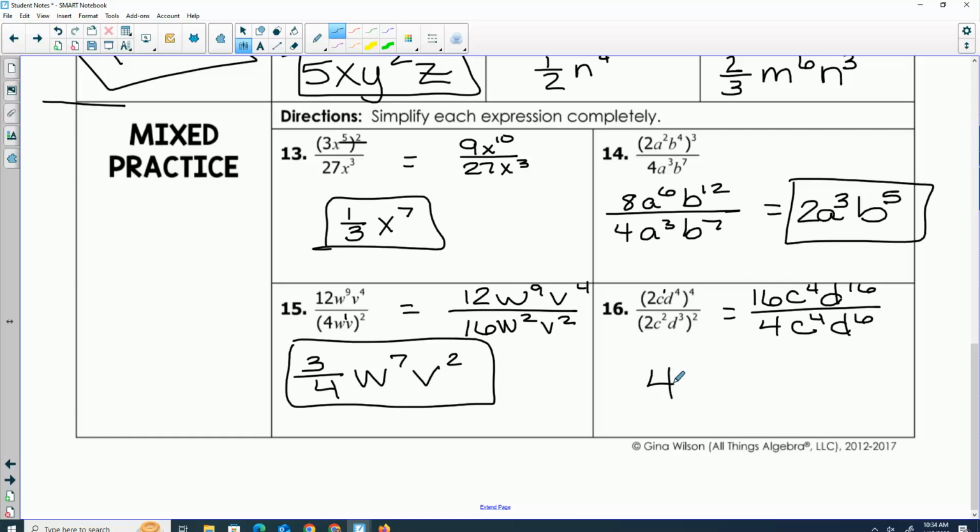What happens to the C's on this one? They cancel. If you have C on top and bottom with the exact same exponent, those cancel, so we don't have any more C's. And D to the 16 minus 6 is 10. So work top and bottom, then we put them together.